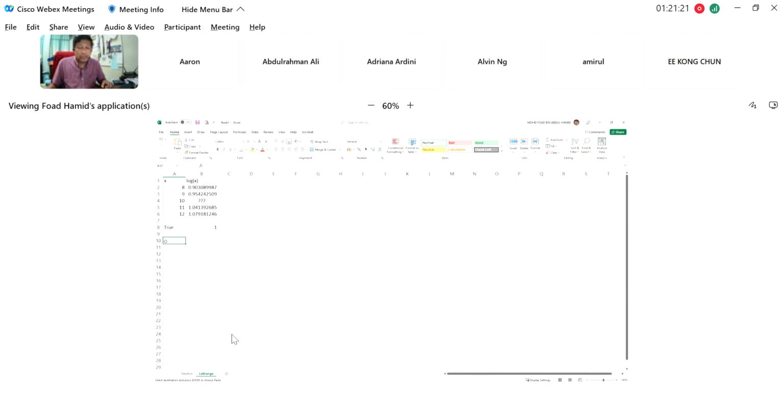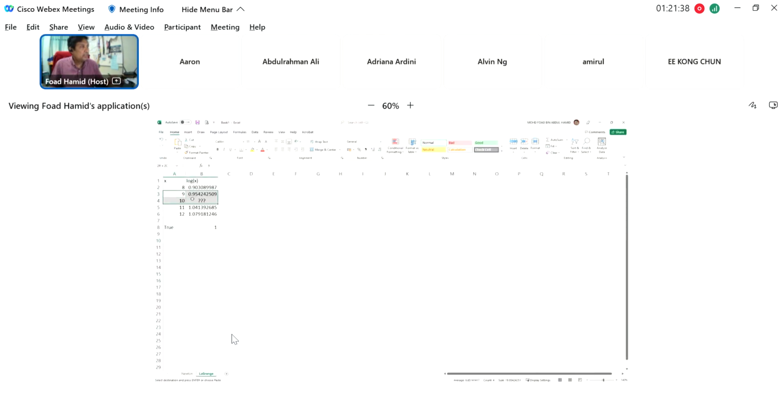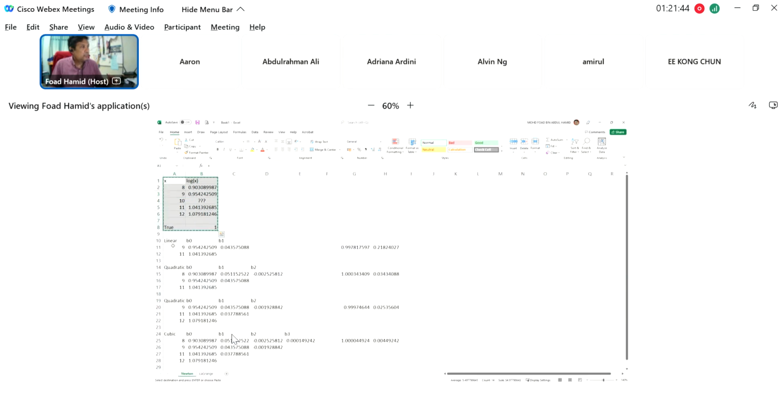Okay, so how do we do this now? Note that we need to find what is L naught and what is L1. What is L naught? Because we already know what is Fx naught. So in this case, let's try to use 9 and 11, kan? So let's copy this.